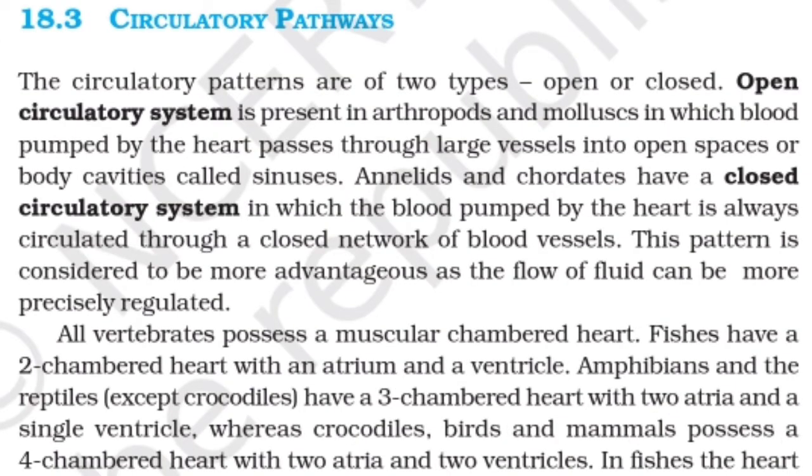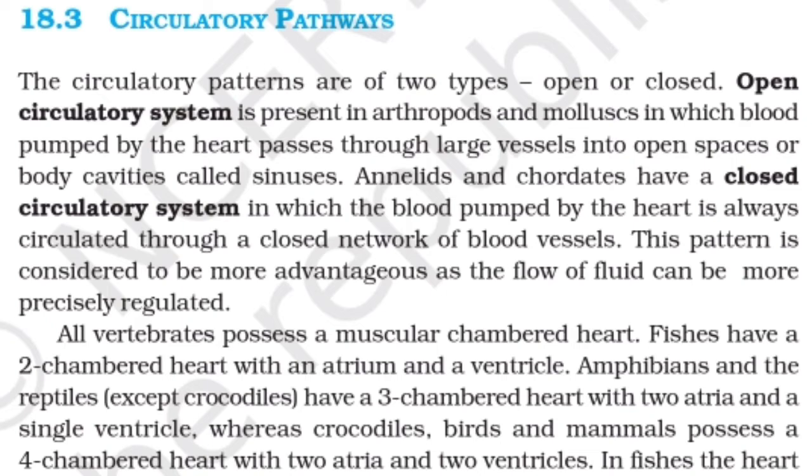18.3 Circulatory pathways. The circulatory patterns are of two types, open or closed. Open circulatory system is present in arthropods and molluscs, in which blood pumped by the heart passes through large vessels into open spaces or body cavities called sinuses. Annelids and chordates have a closed circulatory system in which the blood pumped by the heart is always circulated through a closed network of blood vessels. This pattern is considered to be more advantageous as the flow of fluid can be more precisely regulated.